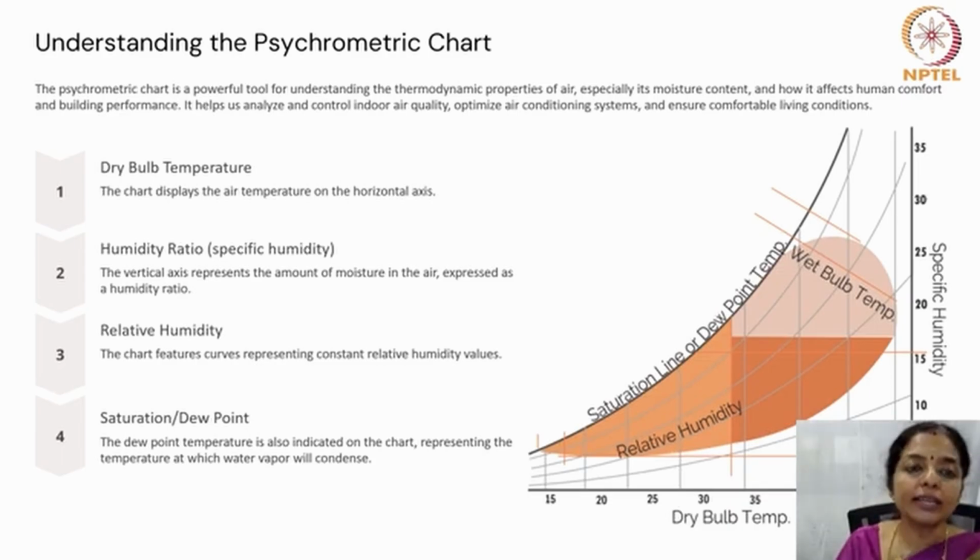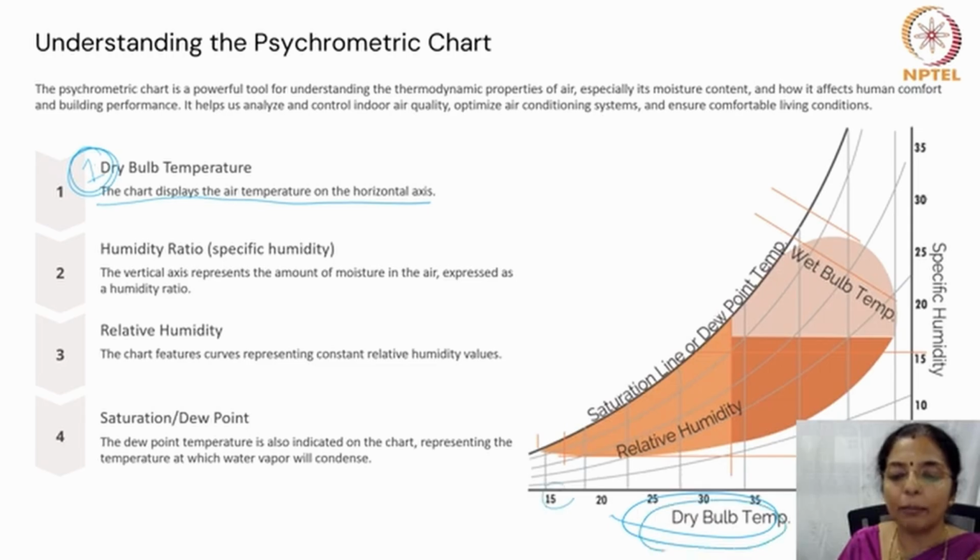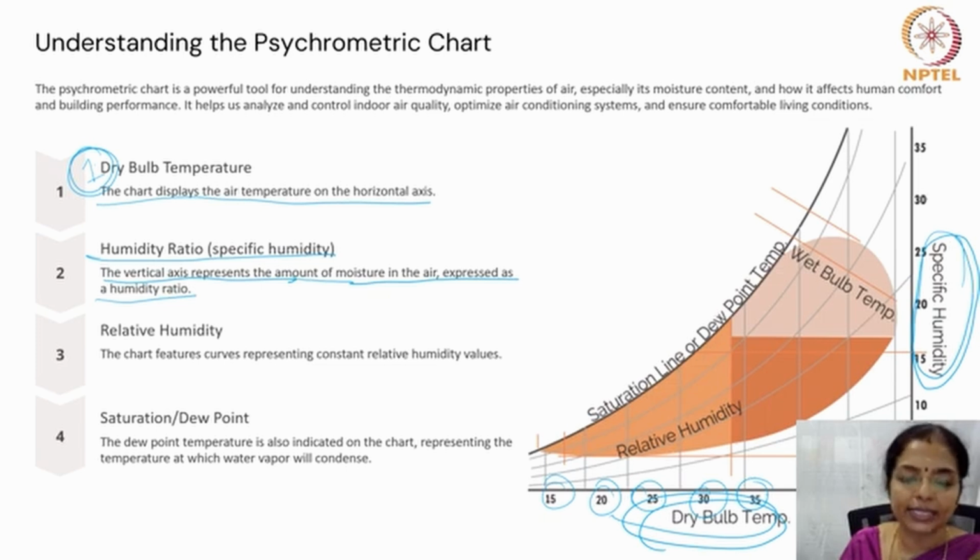In a psychrometric chart, the chart displays the dry bulb temperature on the horizontal axis. So, this is the dry bulb temperature. The humidity ratio or specific humidity is mentioned on the vertical axis, and it represents the amount of moisture in the air expressed as a humidity ratio. So this is the specific humidity on the y-axis.